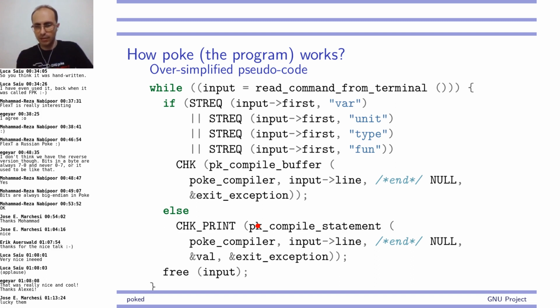And here, otherwise, we give it to the statement. The same thing, just we have one more extra argument, which is the val, and we free the input, and the loop will continue. Is there any question here, or is everything clear? Sounds clear.